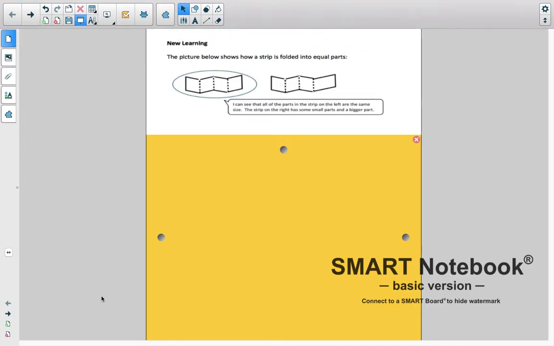So what I'm going to do is teach a quick lesson. We're going to review over it, and then we're going to go ahead and do some problems. So let's look at the first part. It says, new learning. The picture below shows how a strip is folded into equal parts.